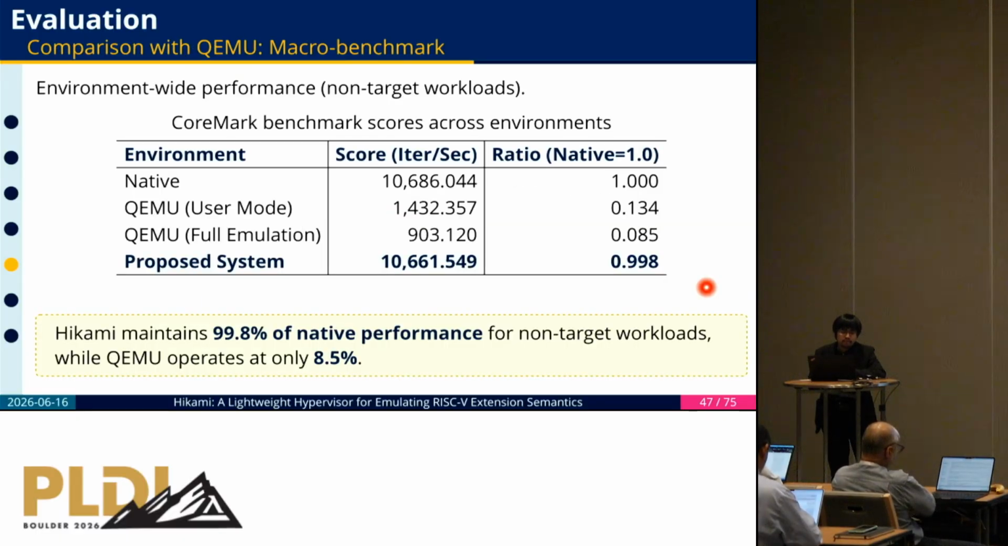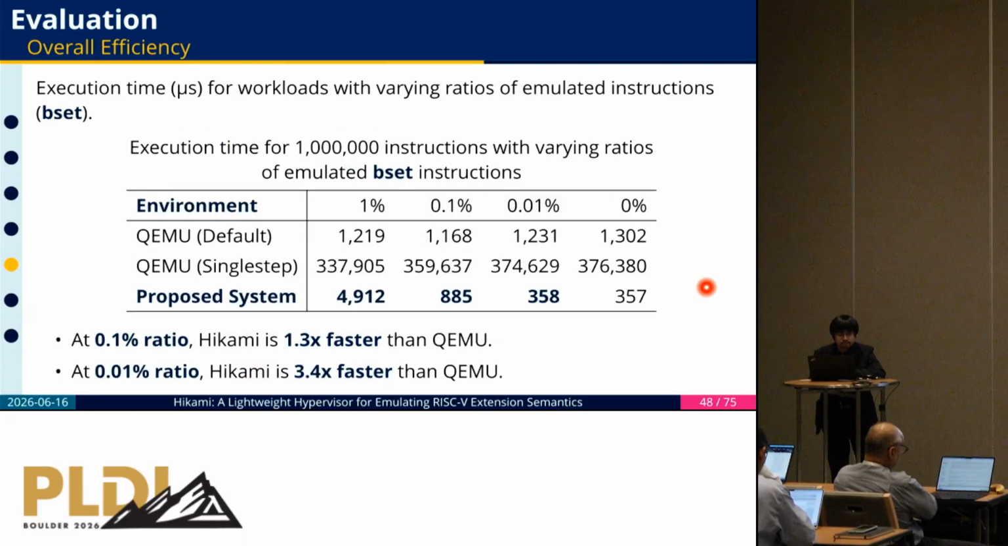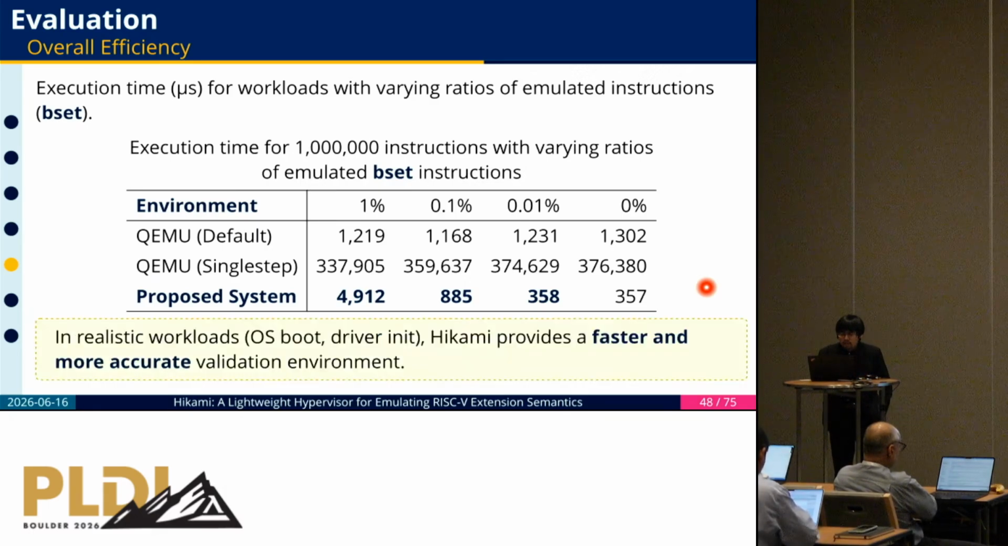Finally, we compared Hikami with QEMU. Using CoreMark to measure environment-wide performance, Hikami maintains 99.8% of native performance. In contrast, QEMU's full emulation operates at only 8.5% of native speed. And in realistic workloads, such as OS boot or driver initialization, unimplemented instructions typically account for less than 0.1% of total execution. In these scenarios, Hikami is up to 3.4 times faster than QEMU. This makes Hikami a superior validation environment for complex hardware-coupled software stacks.